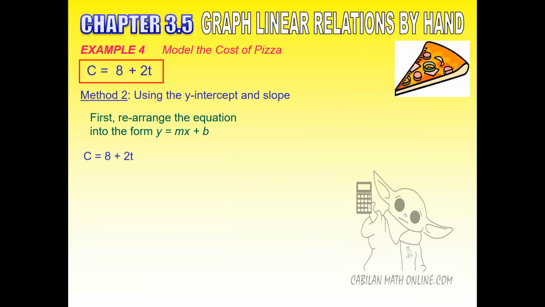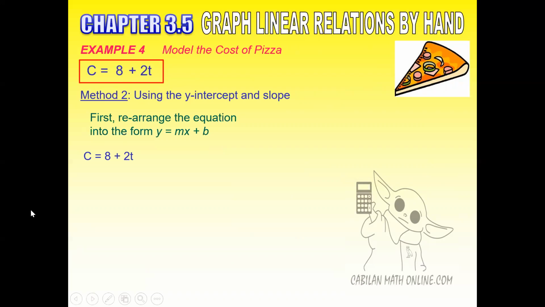Now you're probably wondering, how do we know which one here is the y, which one is the mx, and which one is the b? What you have to understand is that the best way to do this is just to understand that each of those letters corresponds to the equation in the form of y equals mx plus b. So for c equals 8 plus 2t, the best way to do it is just to outline this accordingly.